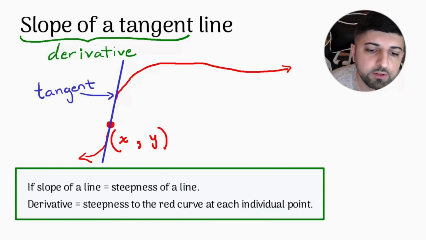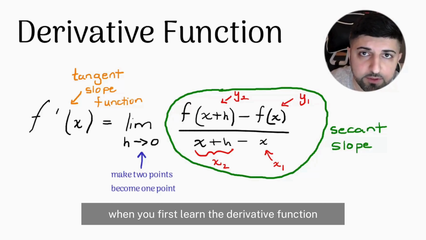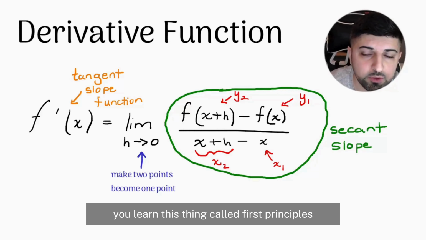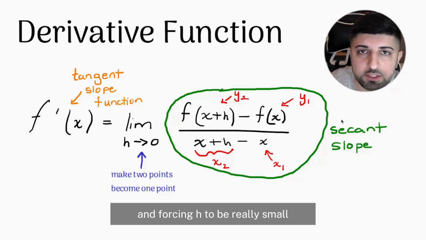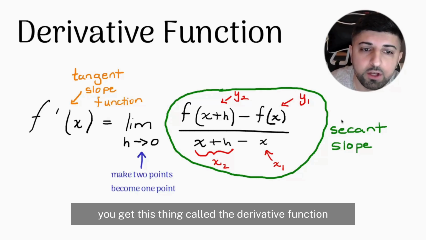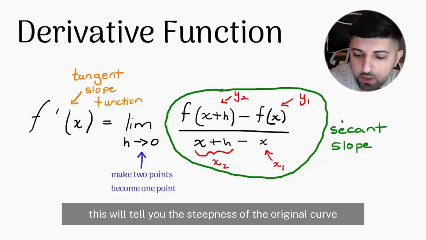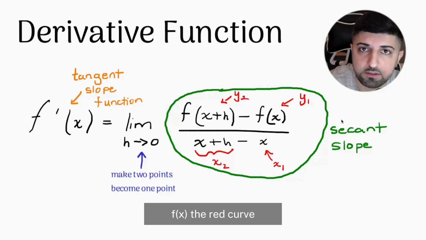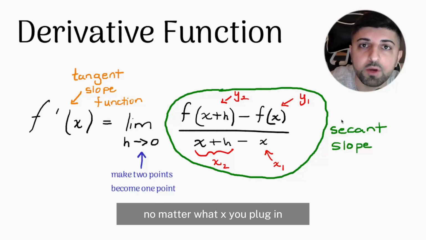Going back to the slope, if the slope measures the steepness of a line, the rate of change of y to x, the derivative measures the steepness of the original red curve at any given point, xy. All of this is exactly why, when you first learned the derivative function, you learned this thing called first principles, which is essentially taking a secant slope and forcing h to be really small. And then in the end, you get this thing called the derivative function, or the tangent slope function. This will tell you the steepness of the original curve, f of x, the red curve in our previous example. It'll tell you the steepness at each and every point, no matter what x you plug in.